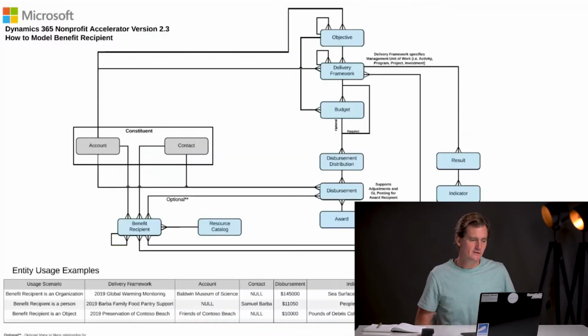So when we take a look at the benefit recipient how-to guide, we see in the lower left-hand corner two really key entities that are the benefit recipient and the resource catalog. Above that, you see the account and contact entities in gray that come with the Common Data Service. And then towards the right, you're going to see the full delivery framework and the results framework that we've covered in a couple of other sessions.